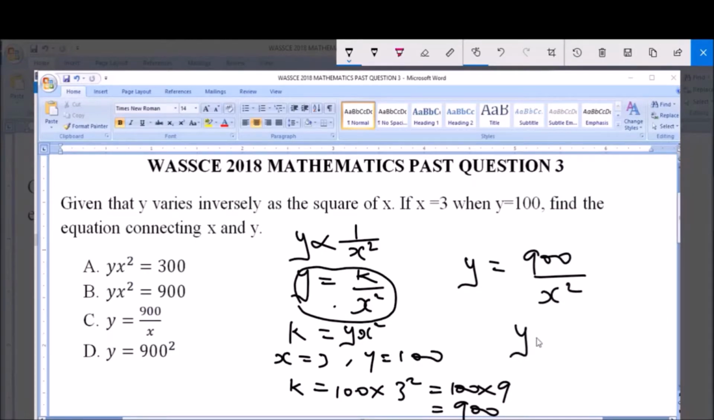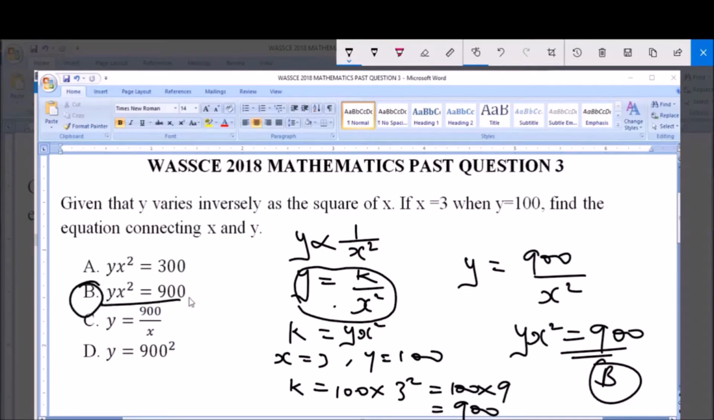So therefore yx square is equal to 900, and this is option B. So this is the formula connecting x and y, and that is option B. Yx square is equal to 900.